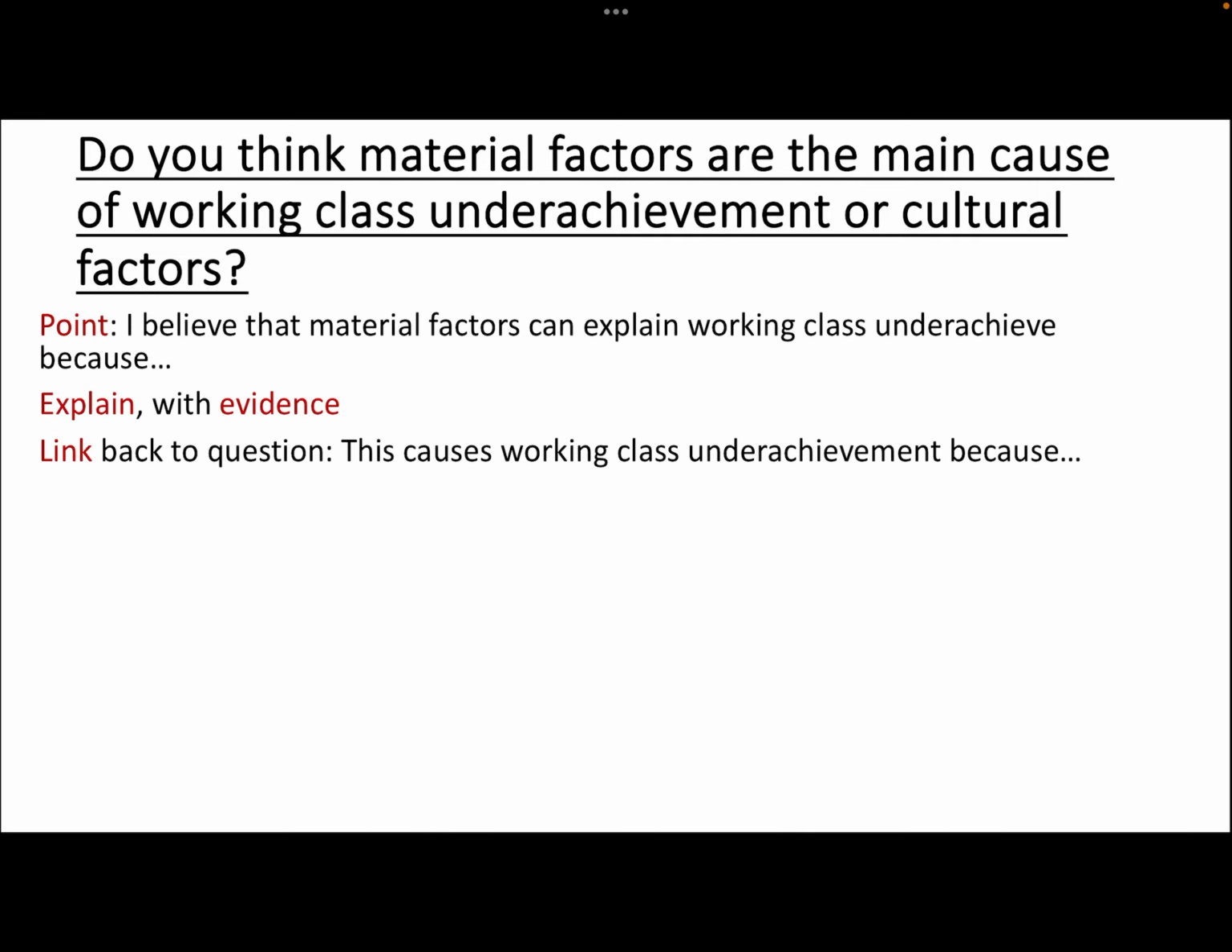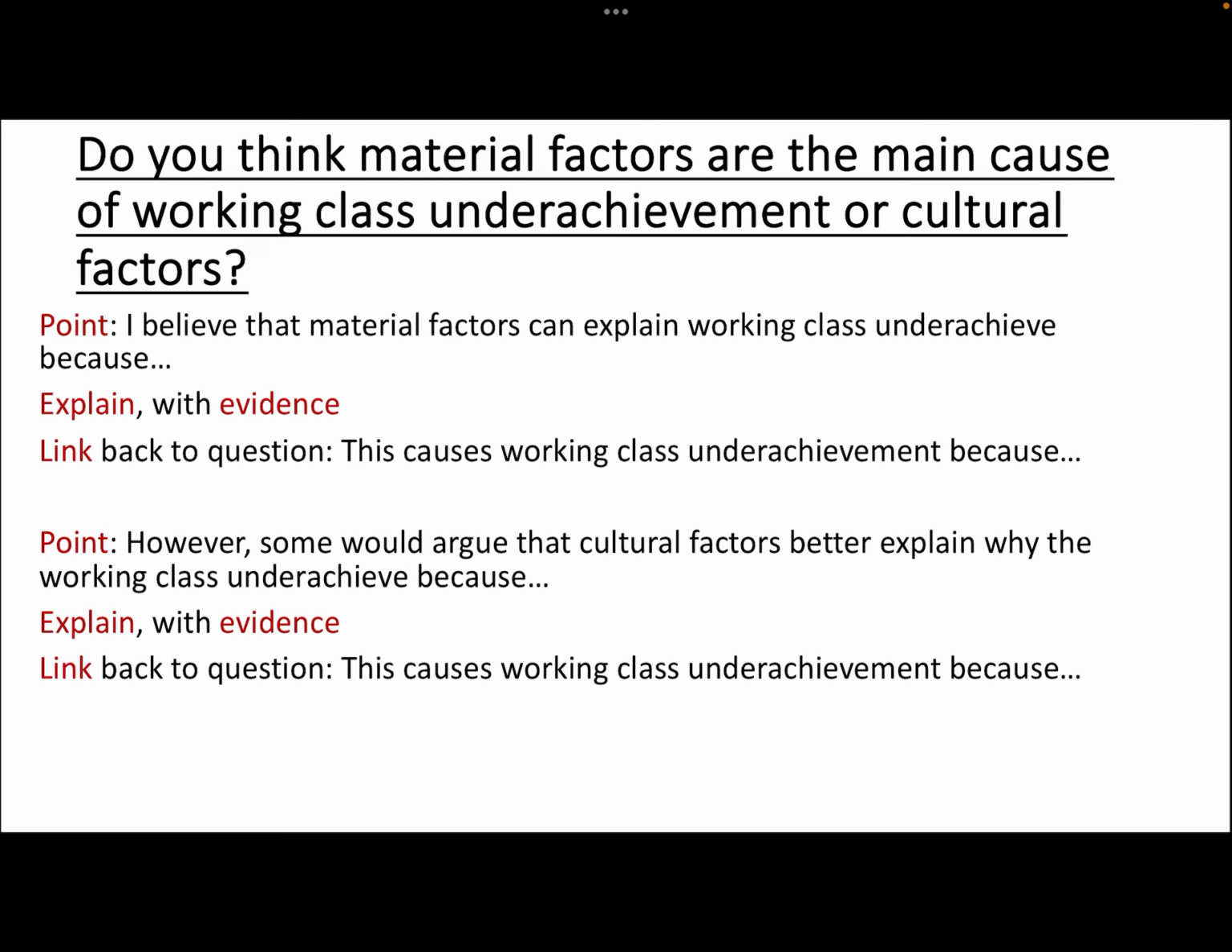And in terms of the structure, here we go. You want to make sure you've got a nice clear point. I believe that material factors can explain working class underachievement, that should say, because, you need to finish your point, you then need to explain it fully with evidence, which I mean like an example to illustrate it, and then you need to link it back to the question which I've given you. This causes working class underachievement because, exact language of the question, that's what the examiner's looking for.